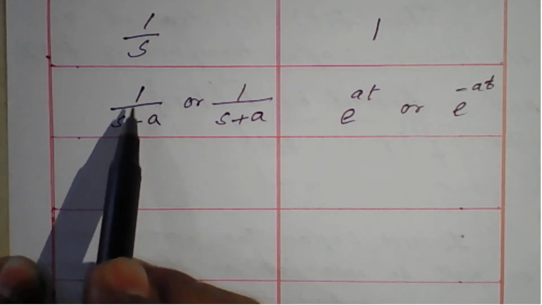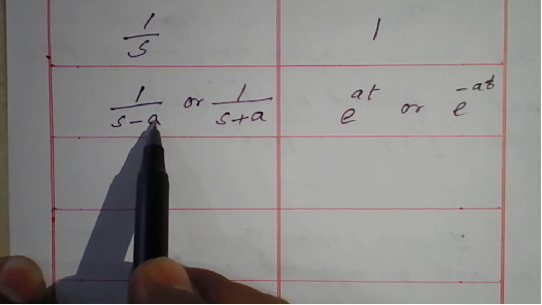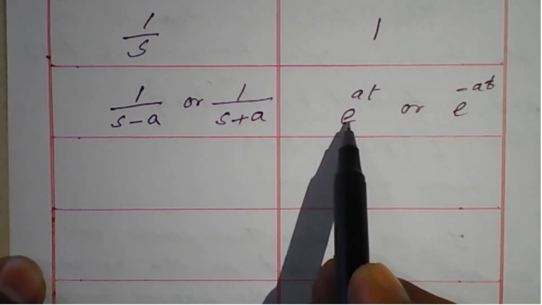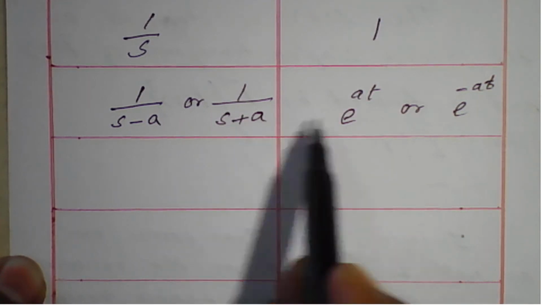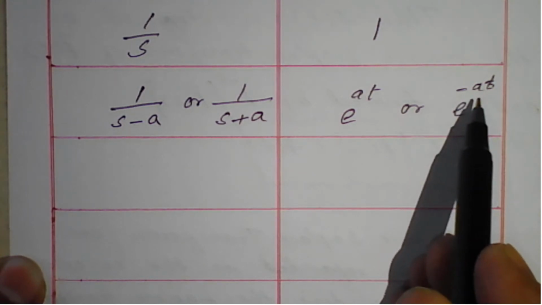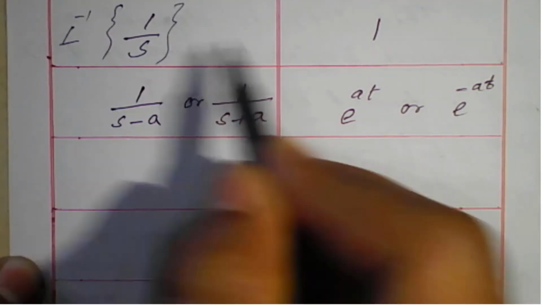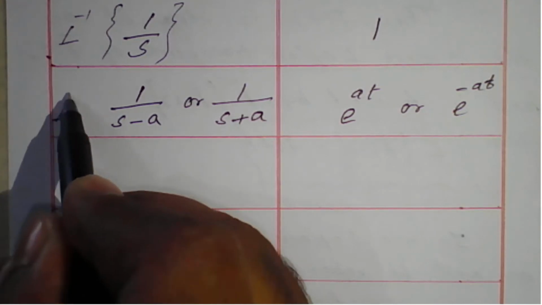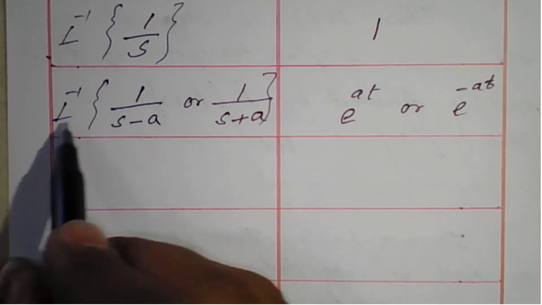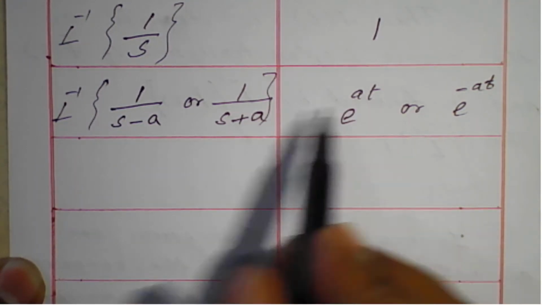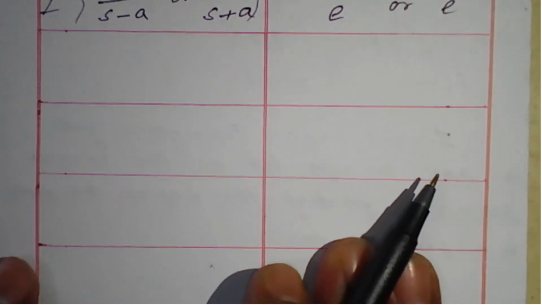So remember, if the inverse Laplace transform of 1 upon s minus a is there, we'll get e raised to at. And if the inverse Laplace of 1 upon s plus a is there, we'll get e raised to minus at. Or else I will write L inverse of 1 upon s minus a, we get e raised to at. If L inverse of 1 upon s plus a is there, we'll get e raised to minus at, any one of them.